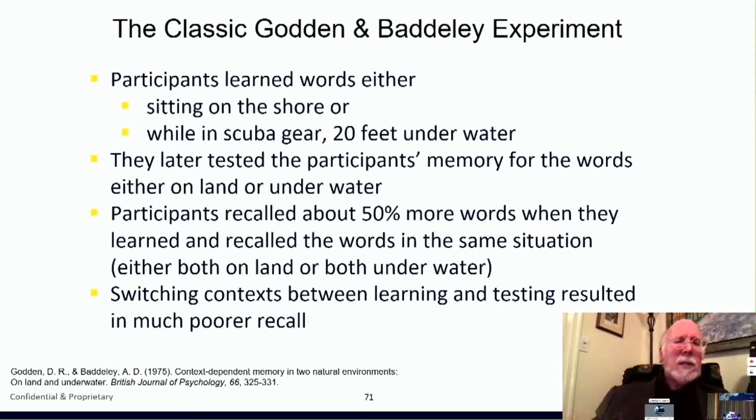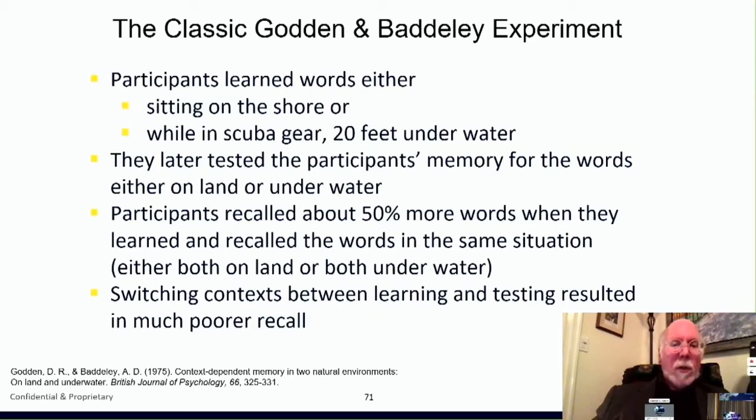What they found is participants recalled about 50% more words when they learned and recalled the words in the same situation. They had the same retrieval cues, the same associations. Switching contexts, where they didn't have the associations, led to much poorer recall. So you want to build in as many retrieval cues as you can. That's one of the reasons spaced practice and studying in different contexts are so important.